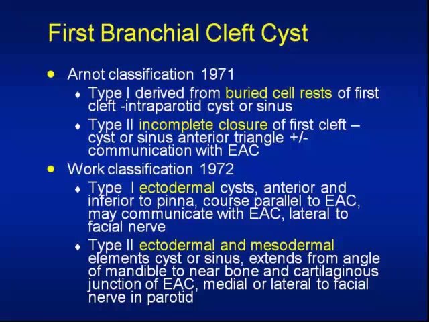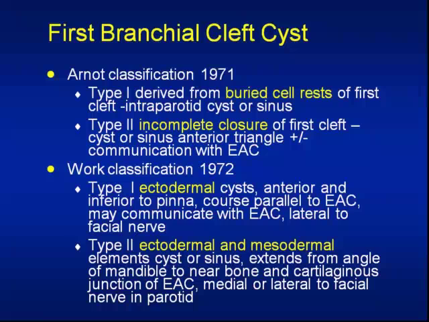The most common classification for the first branchial cleft cysts is the Work classification from the early 70s, and they divide them into type 1 and type 2. Type 1 being up by the EAC, and the type 2s extending more towards the angle of the mandible. And if you look, the type 1s were thought to be ectodermal, which would have been a cleft origin. Type 2s, ectodermal and mesodermal, so they're not always purely cleft.